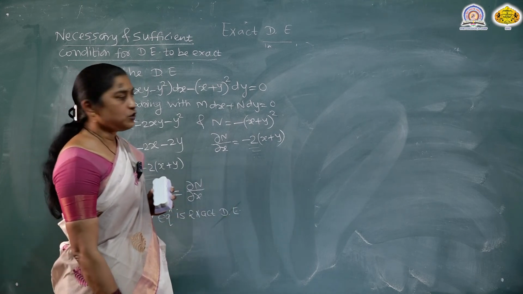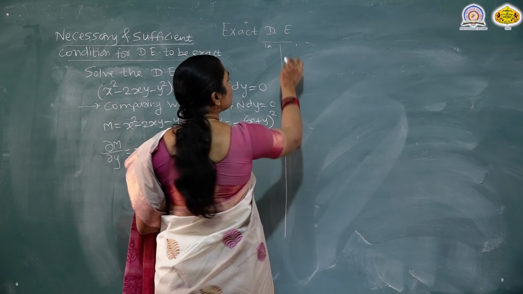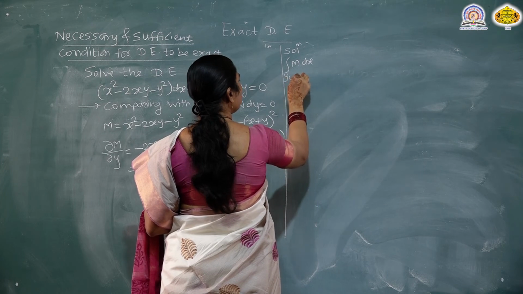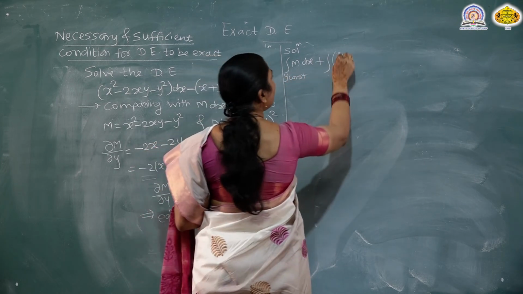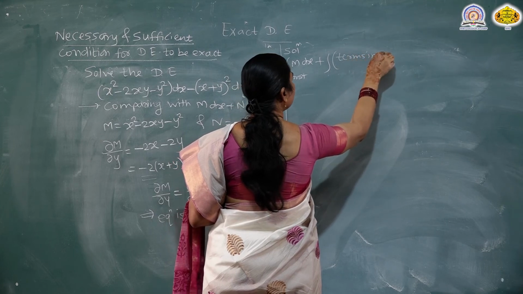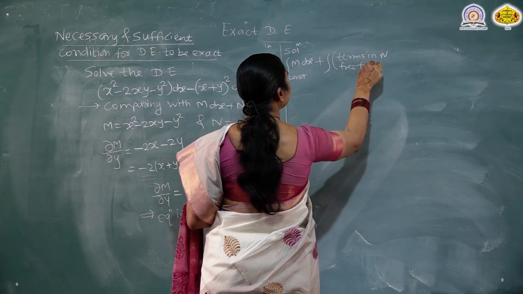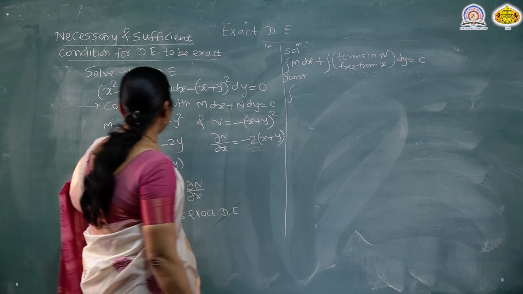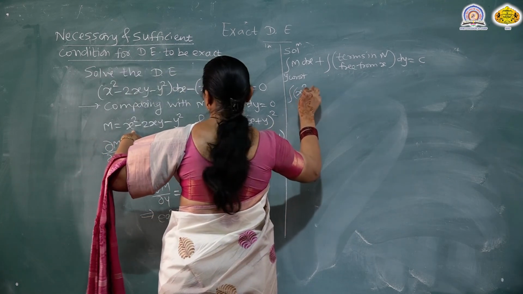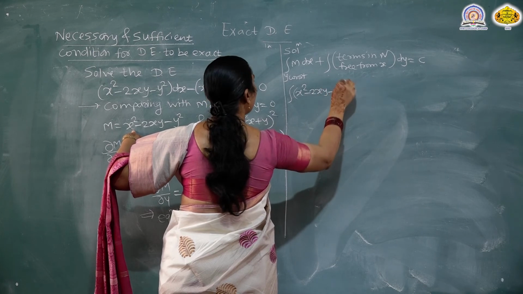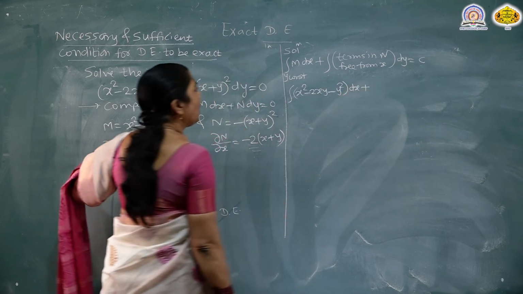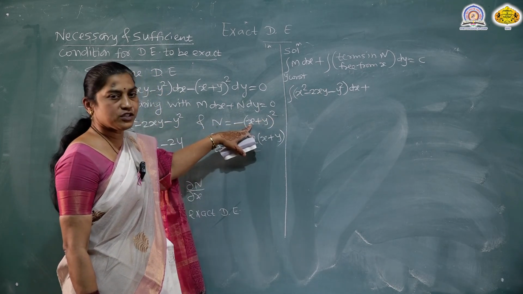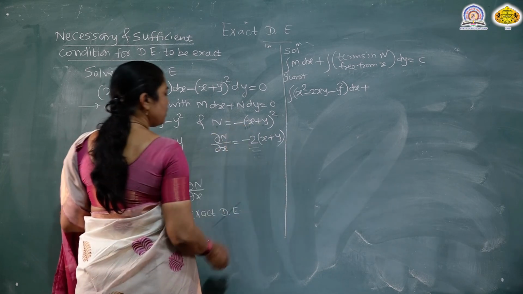If it is an exact differential equation, what is its solution? The solution is given by the formula integral M dx over y constant plus integral of terms in N free from x dy is equal to c. So integral M dx, M is x² − 2xy − y², dx plus terms in N. Now see what N is. N is −(x + y)².